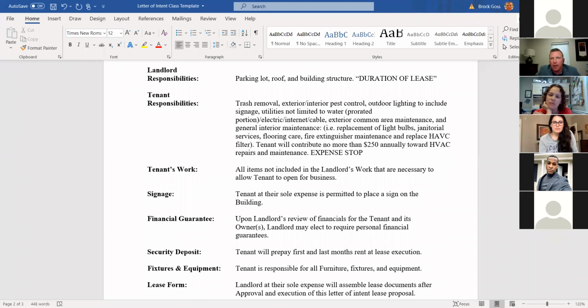Like, here's an example. The tenant will contribute no more than $250 annually towards HVAC maintenance. That way, they can keep the contract. They can change the filters and have somebody come in there and clean up the HVAC once every 3 months or once every 6 months. And then if there's a repair that's needed, you give them $250 and that's it for the year. That's called an expense stop.